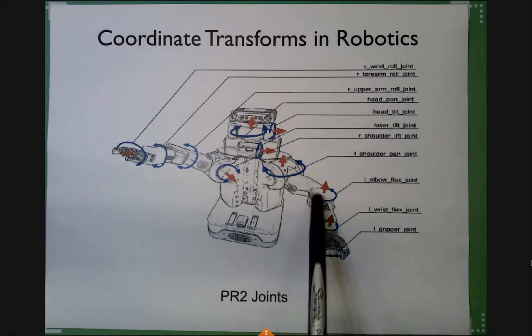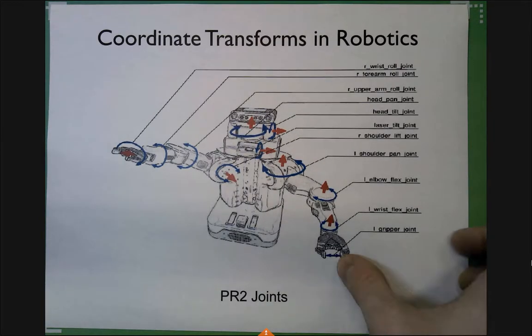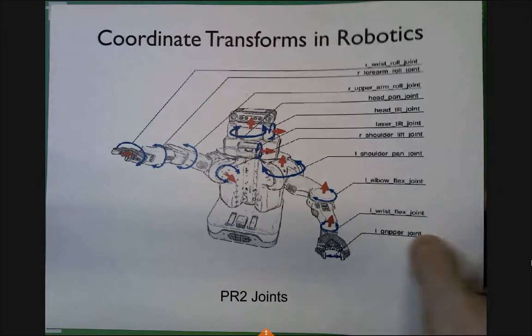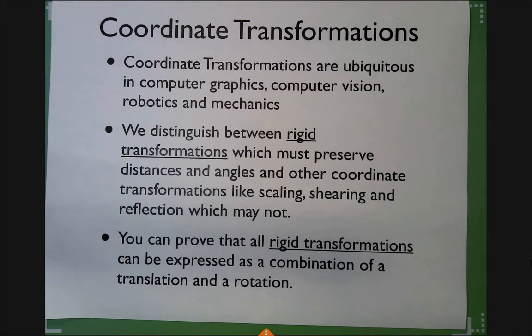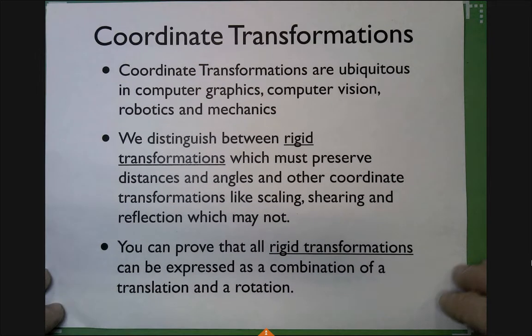So converting between coordinate transformations, that's basically the cornerstone of robotics. That's the basic building block of robotics. And consequently, also of human animation, for example, in computer graphics, character animation.